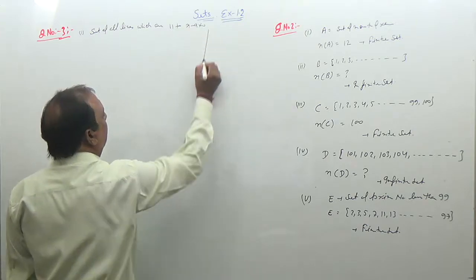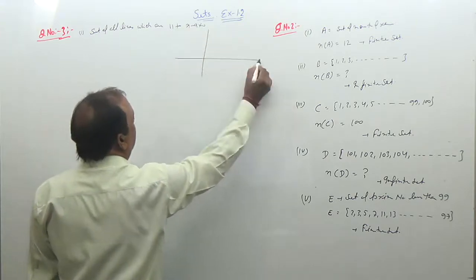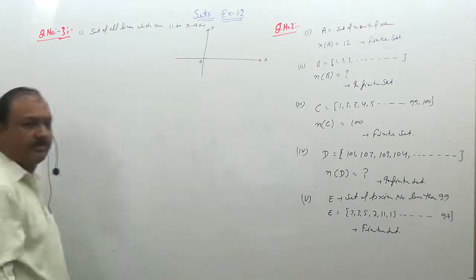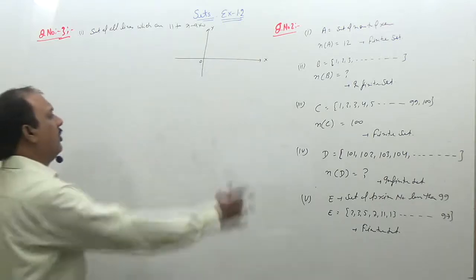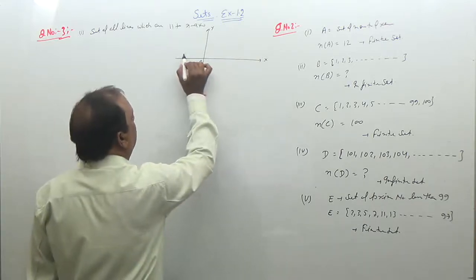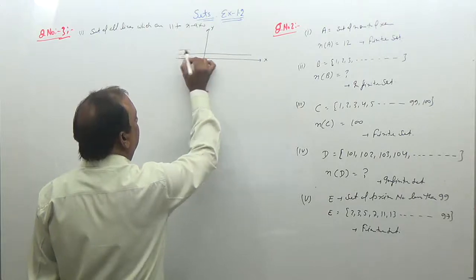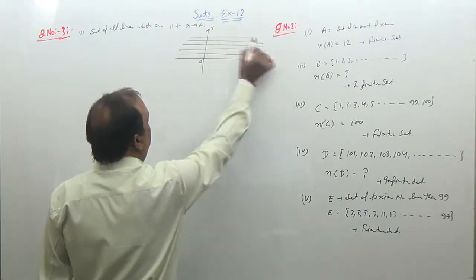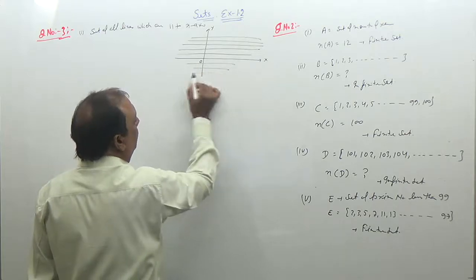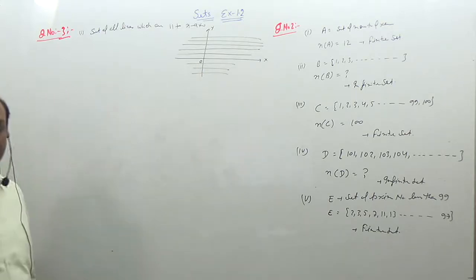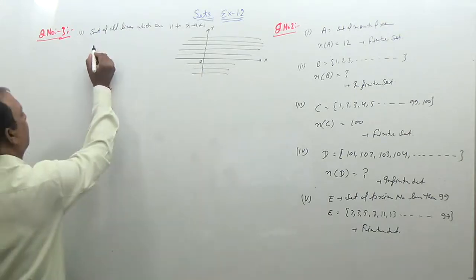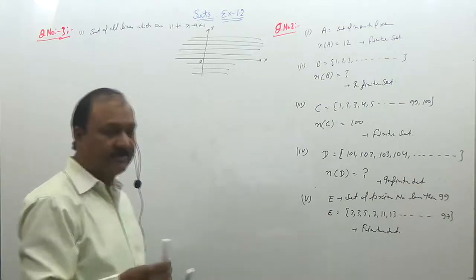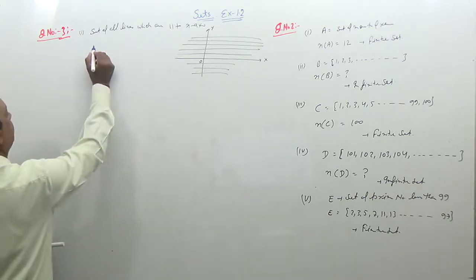So let us suppose this one is the y-axis and the x-axis. This one is the origin. We can draw a large number of lines parallel to the x-axis. Here you can draw a large number of lines. So this set is called an infinite set.